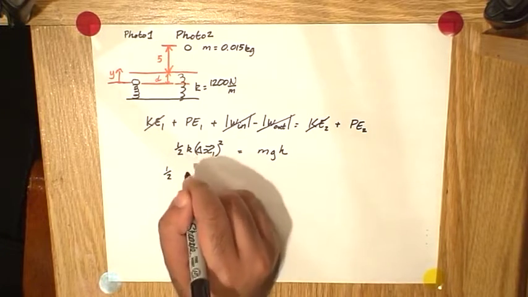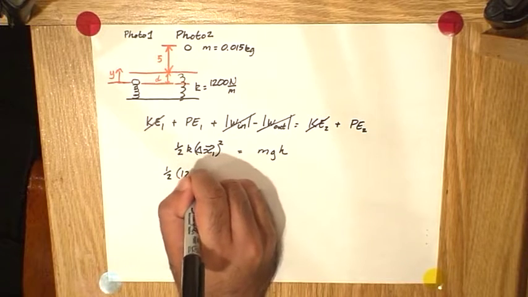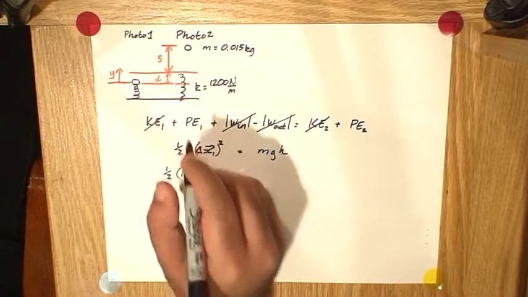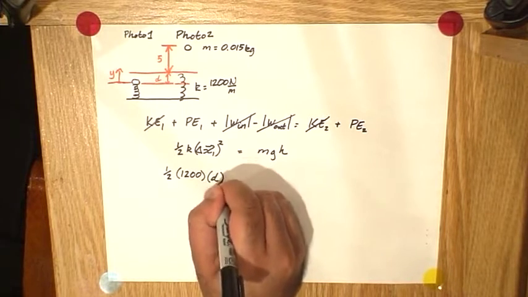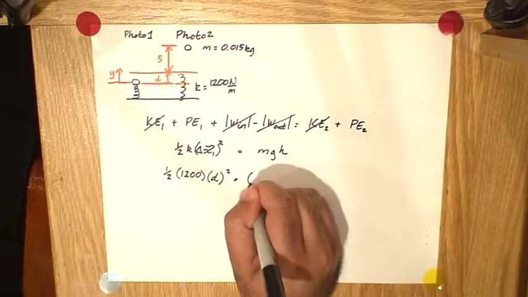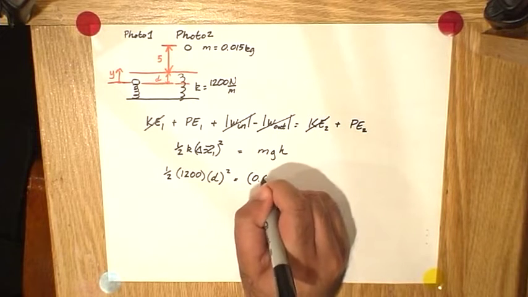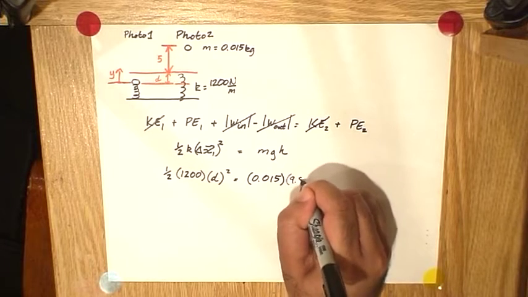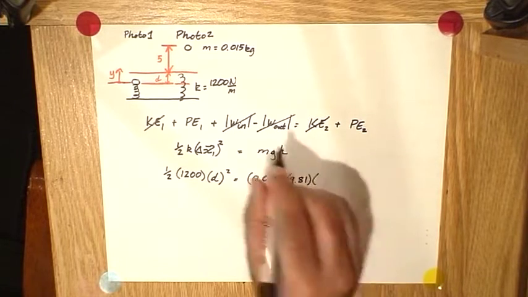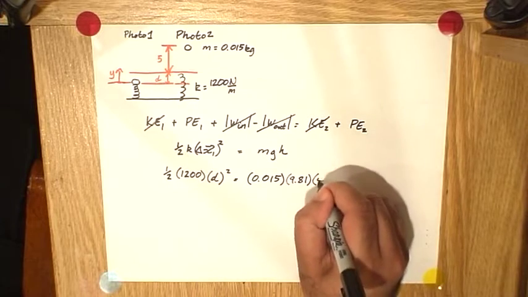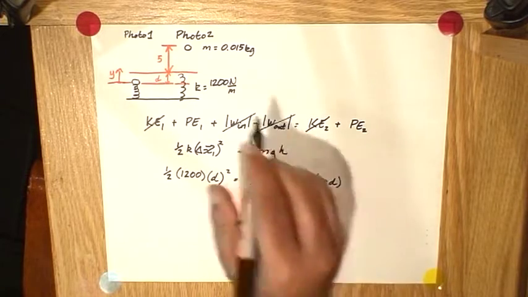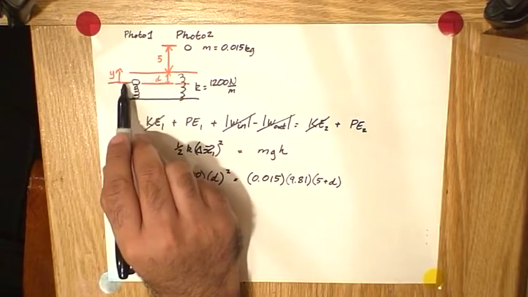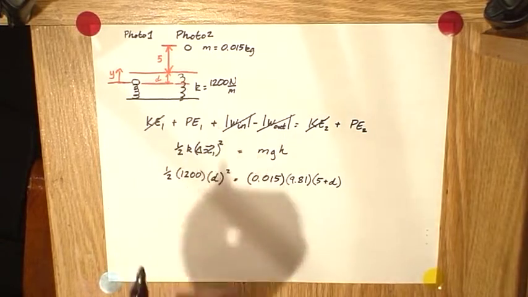1/2 times k, 1200, times delta x. This thing was compressed by a distance of d, so that now becomes d squared, is equal to mass 0.015 times gravity 9.81 times the height. The height has now become 5 plus d. That is how far it has ascended over its original position, which is what we consider to be the origin.